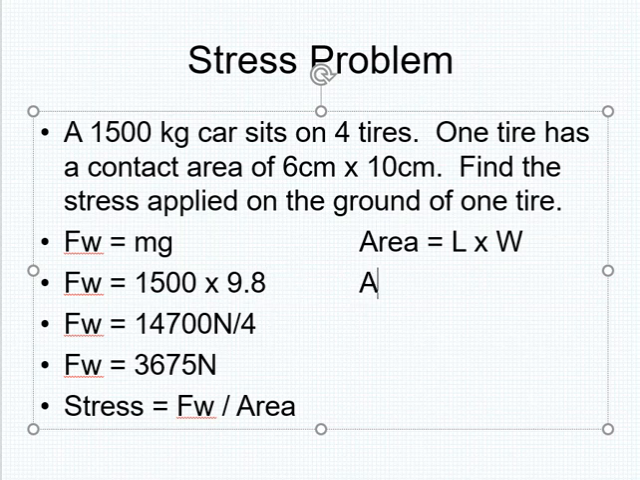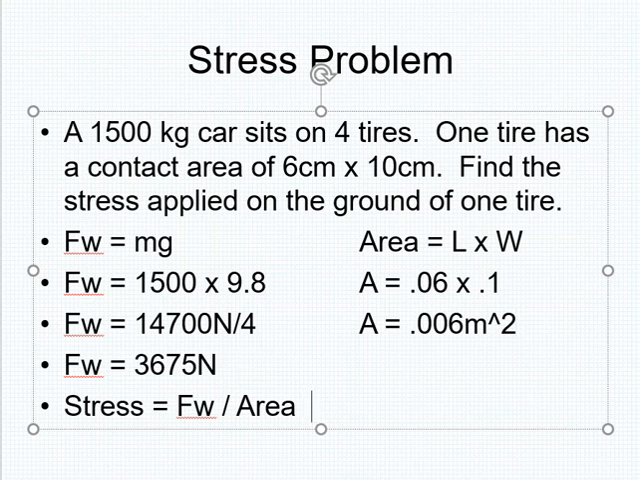So let's go over here to area. Now I want to find the area. So the area is equal to the length. Well, the length is 6 centimeters, which is 0.06 meters. And then we're going to take that times the width, which is 10 centimeters, which is 0.1 meters. So the area is equal to 0.006 meters squared.